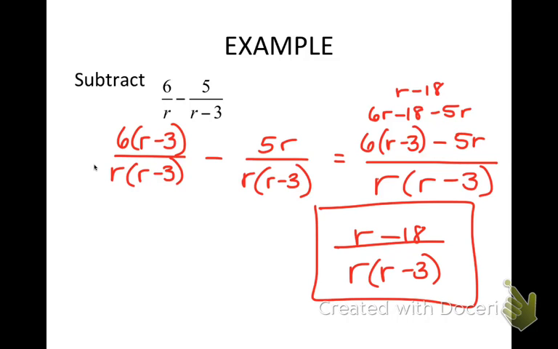Yes? Will we get an answer wrong on the test if we distribute the denominator? If you do, no, I won't take off. Just to make my life easier grading-wise, just leave it. And then it's less work too. All right.